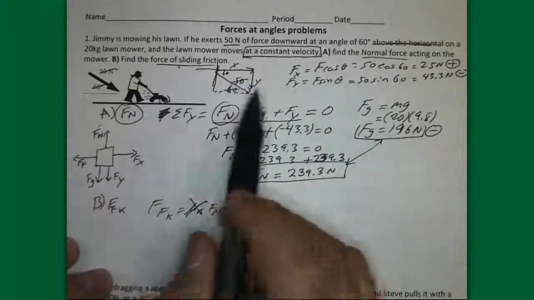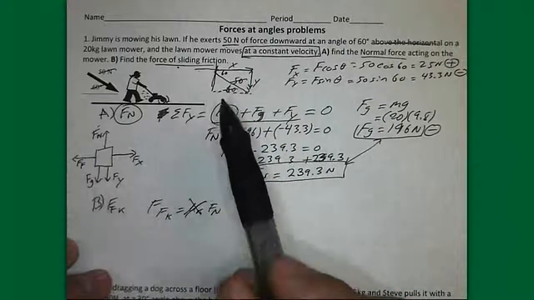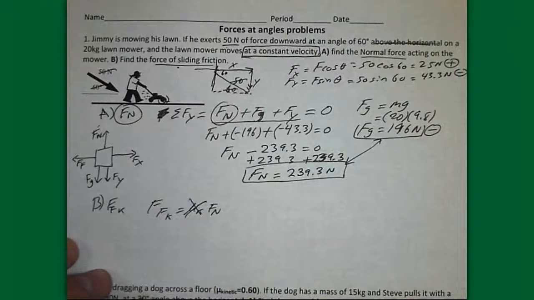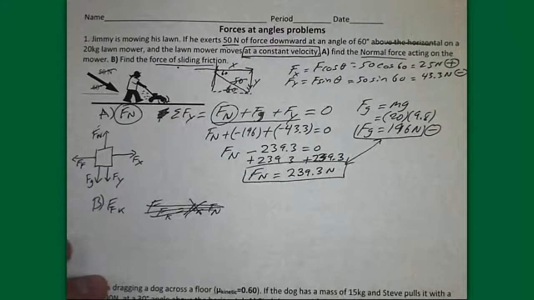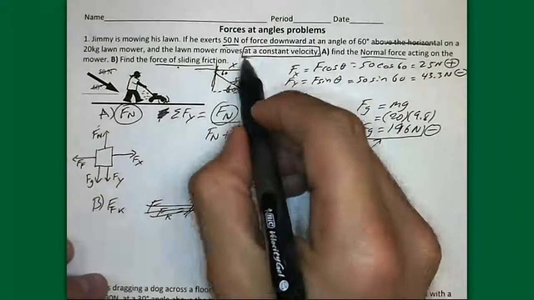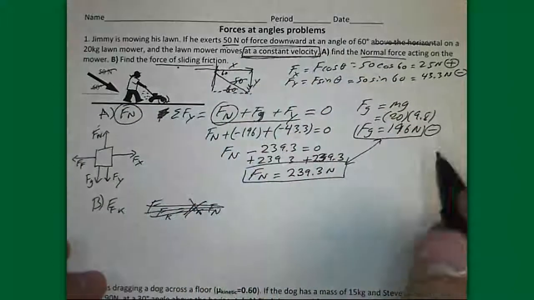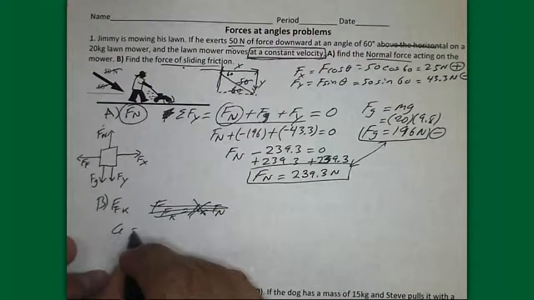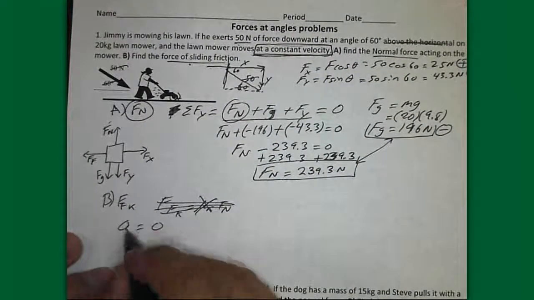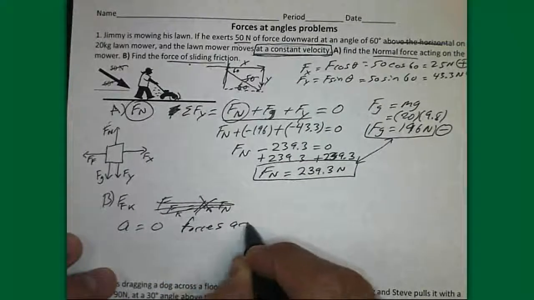If you're reading the problem, remember what I said. If they give you the coefficient of friction or they ask you for it, that's when you'll use this equation. But if neither one of those is true, that's not what we'll use. So you have to use some other logic. Well, remember we circled or underlined this phrase, constant velocity. Constant velocity means the acceleration is 0 in the horizontal direction. And the only way for the acceleration to be 0 is if the forces are balanced.